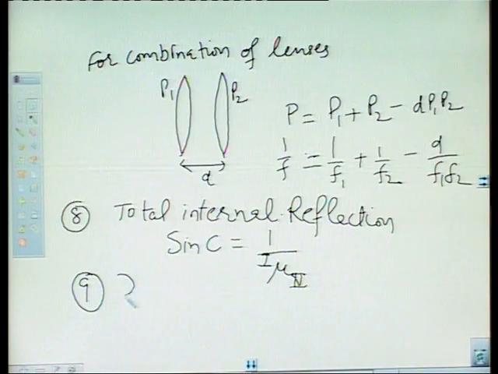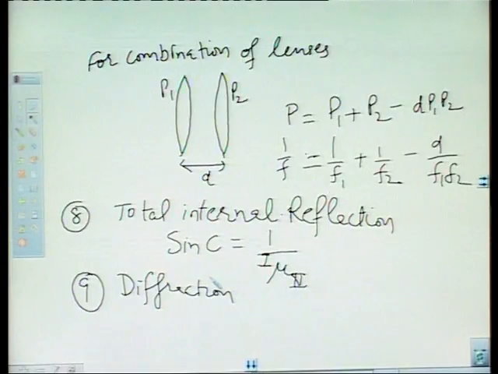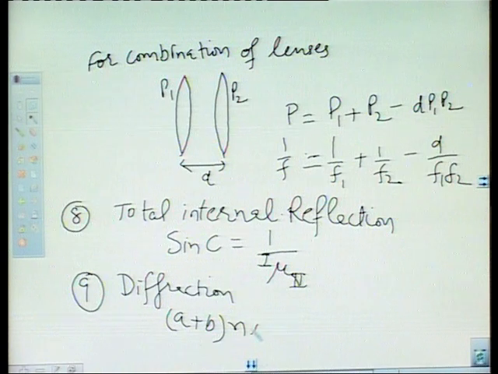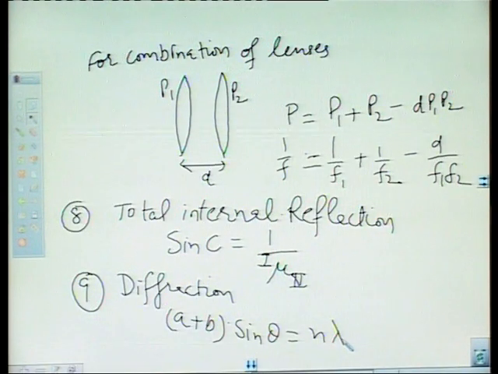Next is for diffraction. For diffraction, the formula is (a plus b) sin theta is equal to n lambda. Here a plus b is the grating element, the inverse of the number of lines per centimeter in a diffraction grating. Theta is the angle of diffraction, n is the order of diffraction, and lambda is the wavelength of light used.